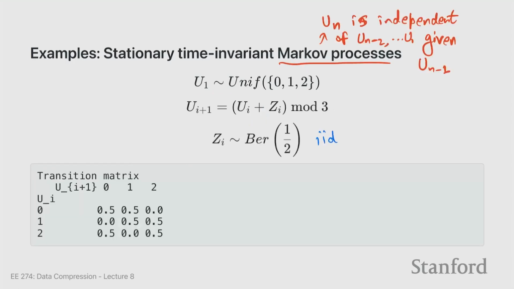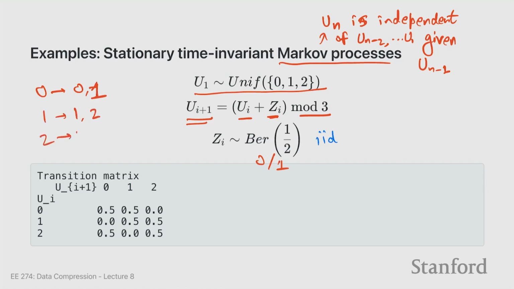I wrote it in another way, maybe this will be easier for some to understand. U1 is again sampled uniformly, and the next one is U(i+1) = Ui + Zi mod 3, where Zi is 0 or 1. So basically, if you are at 0, you can go to 0 or 1. If you are at 1, you can go to 1 or 2. If you are at 2, you can go to 2 or 0. Mod 3, so you wrap back around. This is a very simple Markov process where at every step you either stay at yourself or go to 1 plus u.